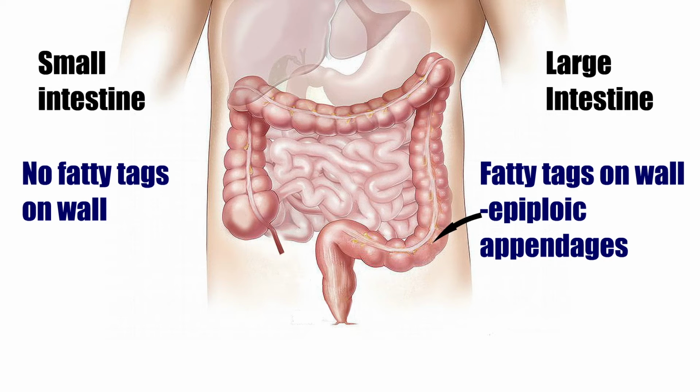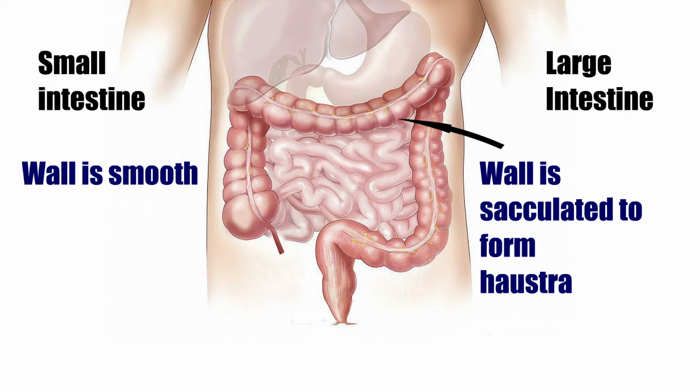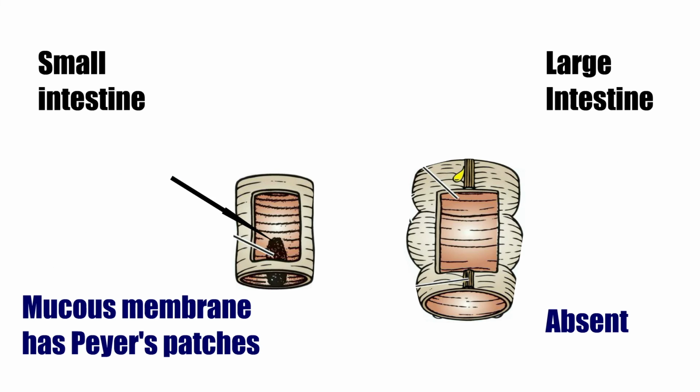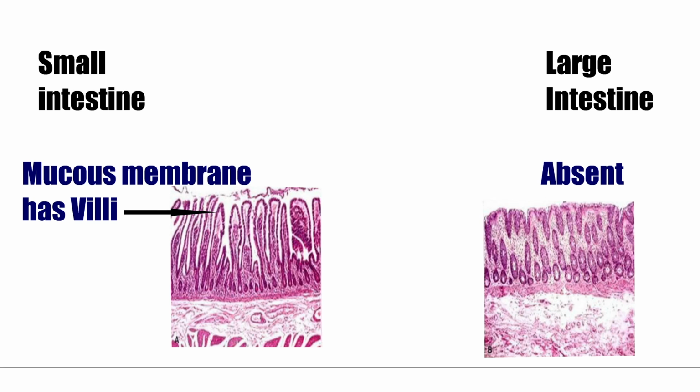The small intestine has no fatty tags on its wall, but the large intestine has fatty tags on its wall called epiploic appendages. The small intestine wall is smooth, but the large intestine is thrown into sacs called haustrae. The mucous membrane of the small intestine is thrown into folds called plicae circulares, but this is absent in the large intestine. Peyer's patches are present in the small intestine, but not in the large intestine. The small intestine has villi, which are absent in the large intestine.